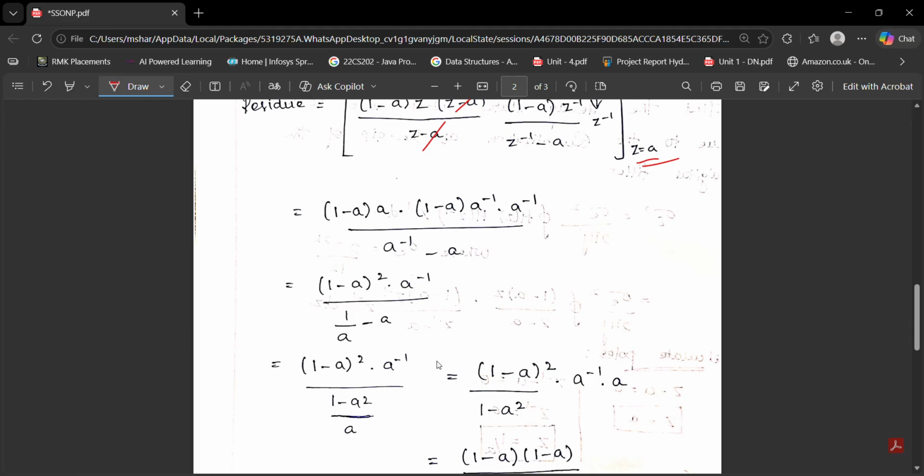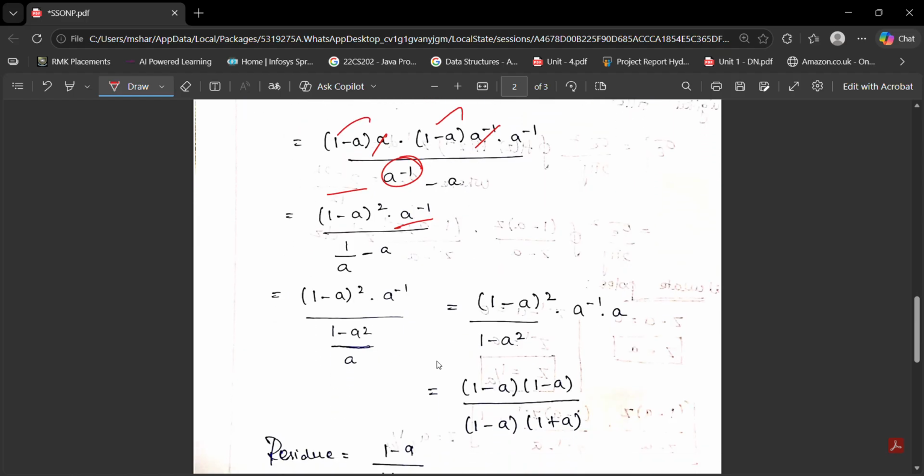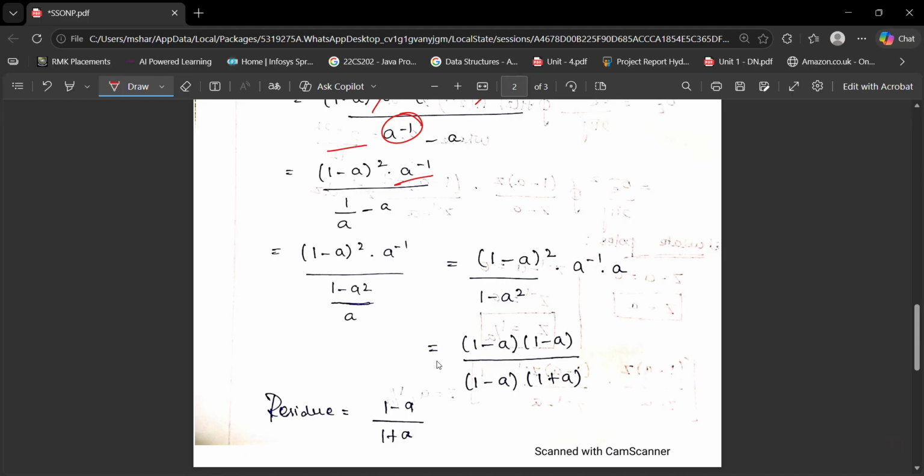Now what will happen is, this 1 by a and this 1 by a, this 1 minus a and this 1 minus a will be clubbed as 1 minus a the whole square, and a and a inverse will get cancelled, and this a inverse will be retained as such. This a inverse can be written as 1 by a minus a. So now I am going to take LCM for this. The denominator will be a, and 1 minus a square will be the numerator.